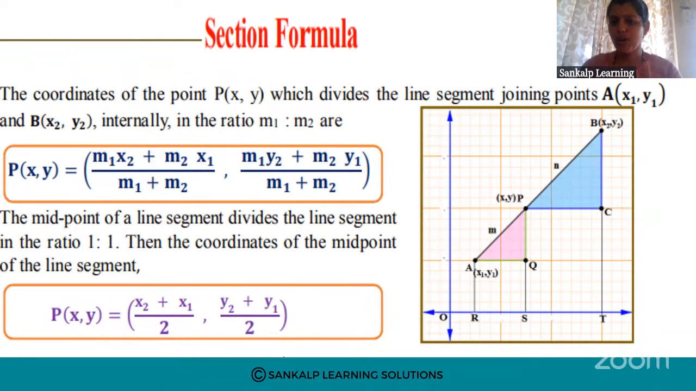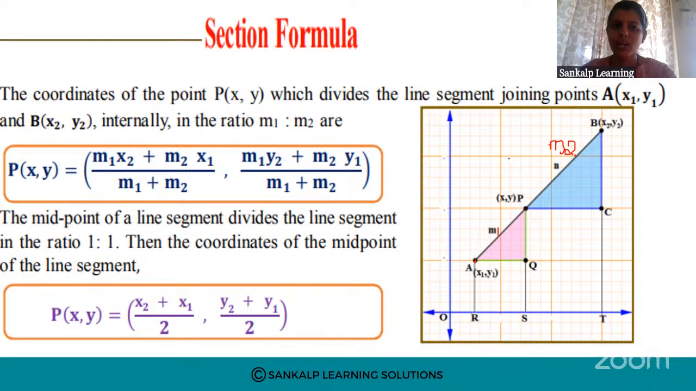Next, section formula. See here, 2 points are there. This is point A and this is point B. Coordinates of A are x1, y1 and B are x2, y2. In the middle, point P is there. So this P divides the line AB in the ratio m is to n, or you can say it is m1 is to m2. This is also right, m is to n or m1 is to m2.